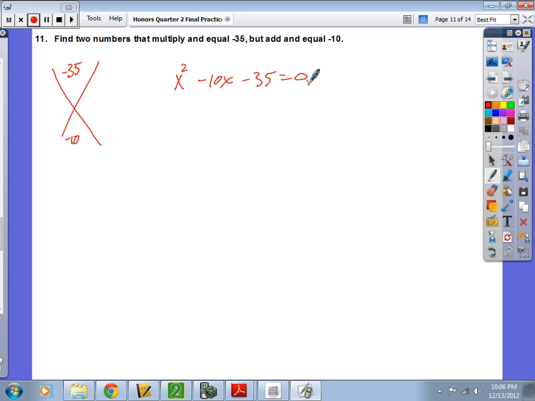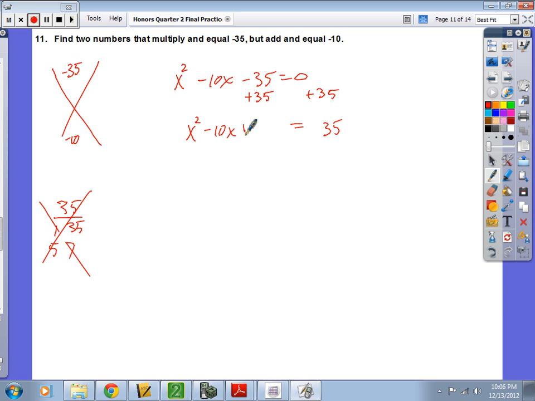Okay, you can't think of any because the only factors of 35 are 1 and 35 and 5 and 7, and you can't get a minus 10 out of either of those, so you know it's not going to come from the integers. It's going to come from probably the irrationals. So you're going to use one of your skills, completing the square. You're going to take this minus 35 and get rid of it. Plus 35, plus 35. So it's going to be x squared minus 10x equals 35.